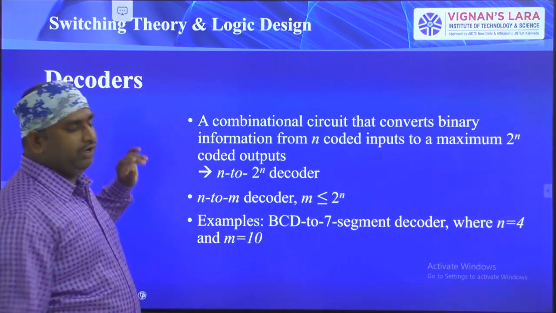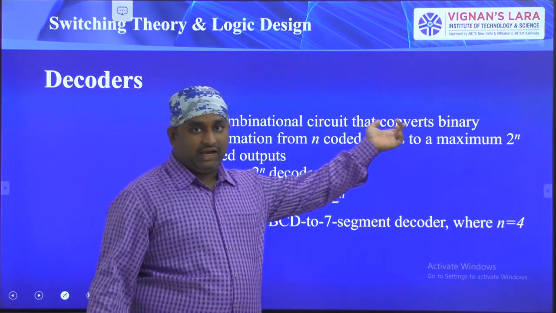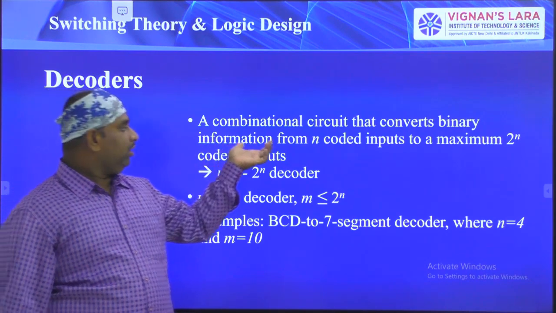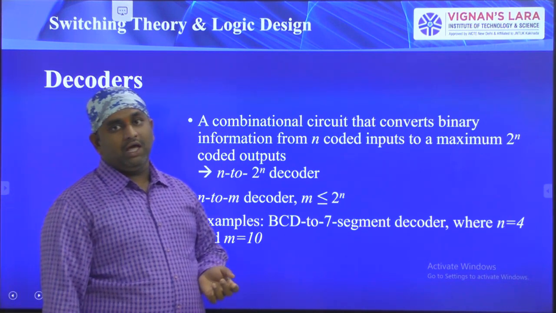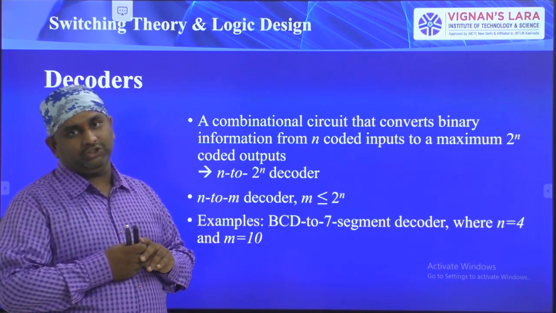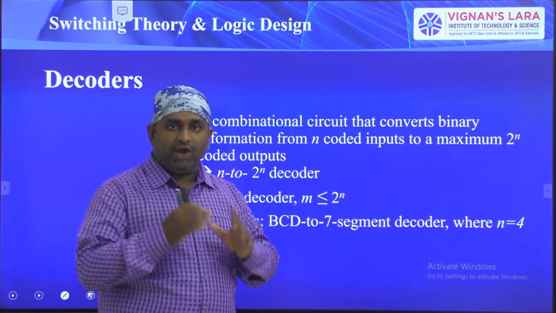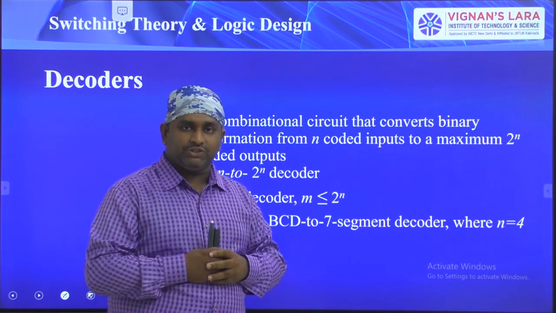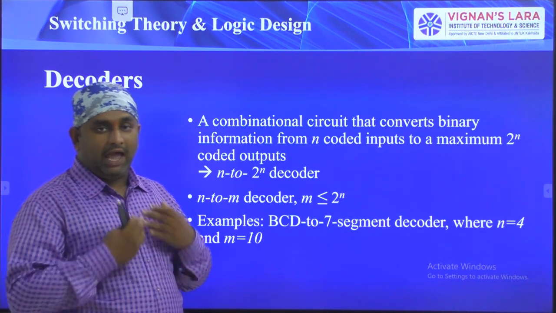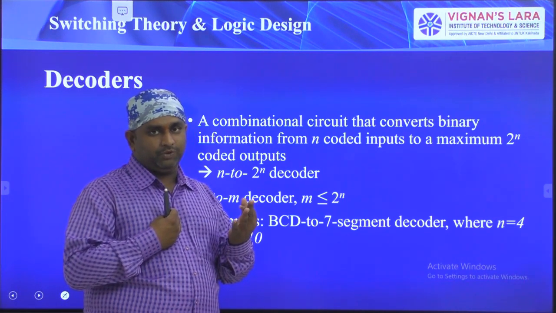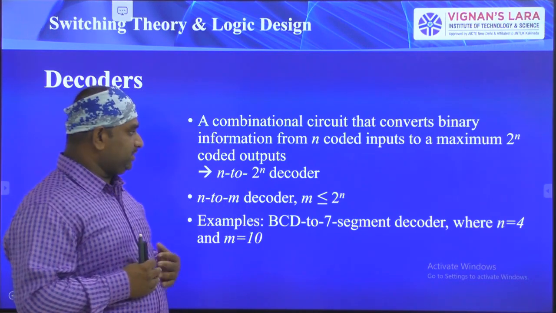Now coming to the definition of decoders. A decoder is a combinational circuit that converts binary information from n coded inputs to a maximum of 2 power n coded outputs. Here I have n pieces of information, and it will convert them into 2 power n pieces of information. For example, if I have 5 coded inputs, it will convert them into 32 coded outputs. If I have 3 coded inputs at the input side of the decoder, at the output side I have 8 coded outputs.